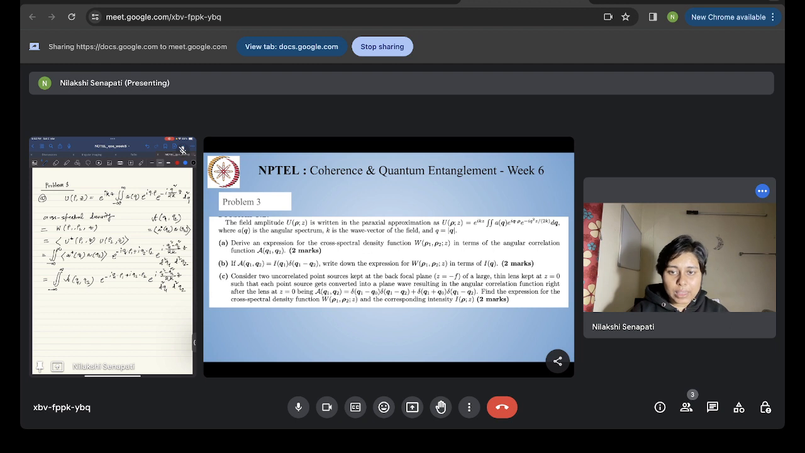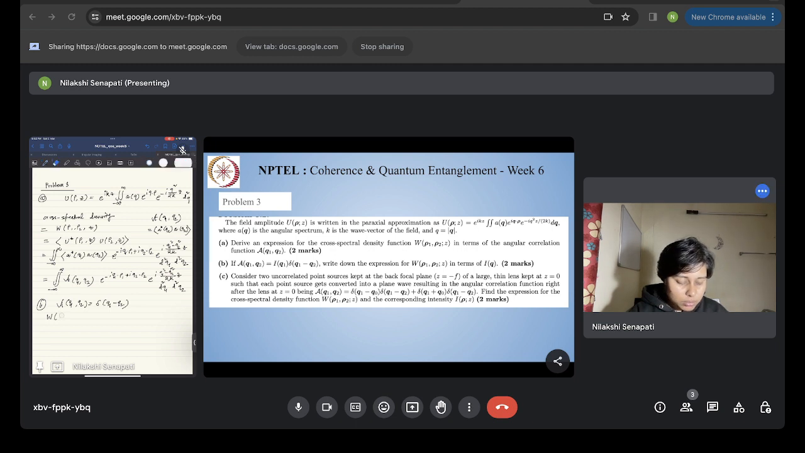Very easy. Now part B is saying if A(q1, q2) equals I(q1) delta(q1 minus q2), write down the expression for W(ρ1, ρ2, z) in terms of I(q). It's also easy, we need to substitute this and check what we are getting. So what is mentioned? That A(q1, q2) equals delta(q1 minus q2).